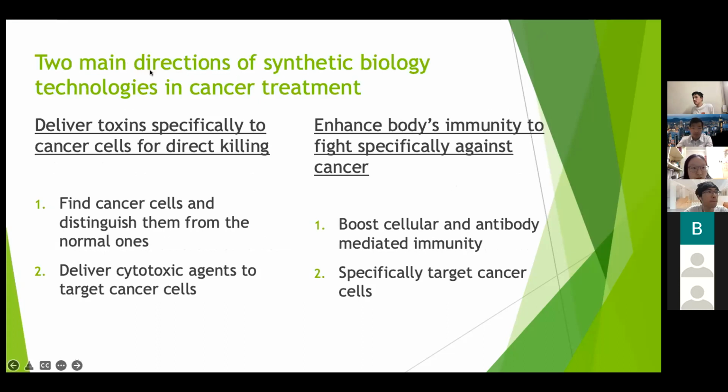There are actually two main directions of synthetic biology that can be applied in cancer treatment. First of all, the scientists can design a system to deliver toxins specifically to cancer cells, or they can boost the adaptive immunity against the cancer cells so that the vaccine will not only be able to treat the existing cancers, but also can hopefully prevent the malignancies if sufficient memory immunity can be elicited.